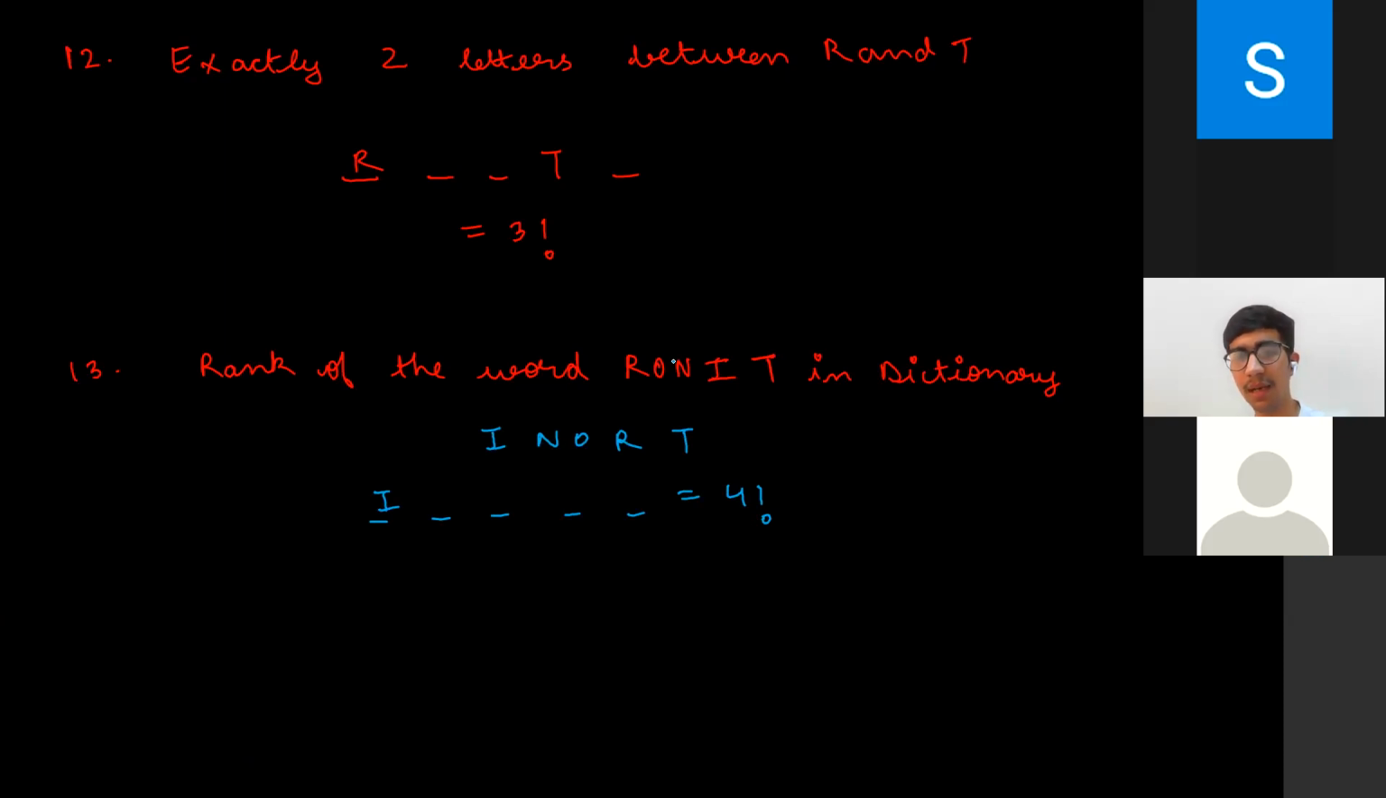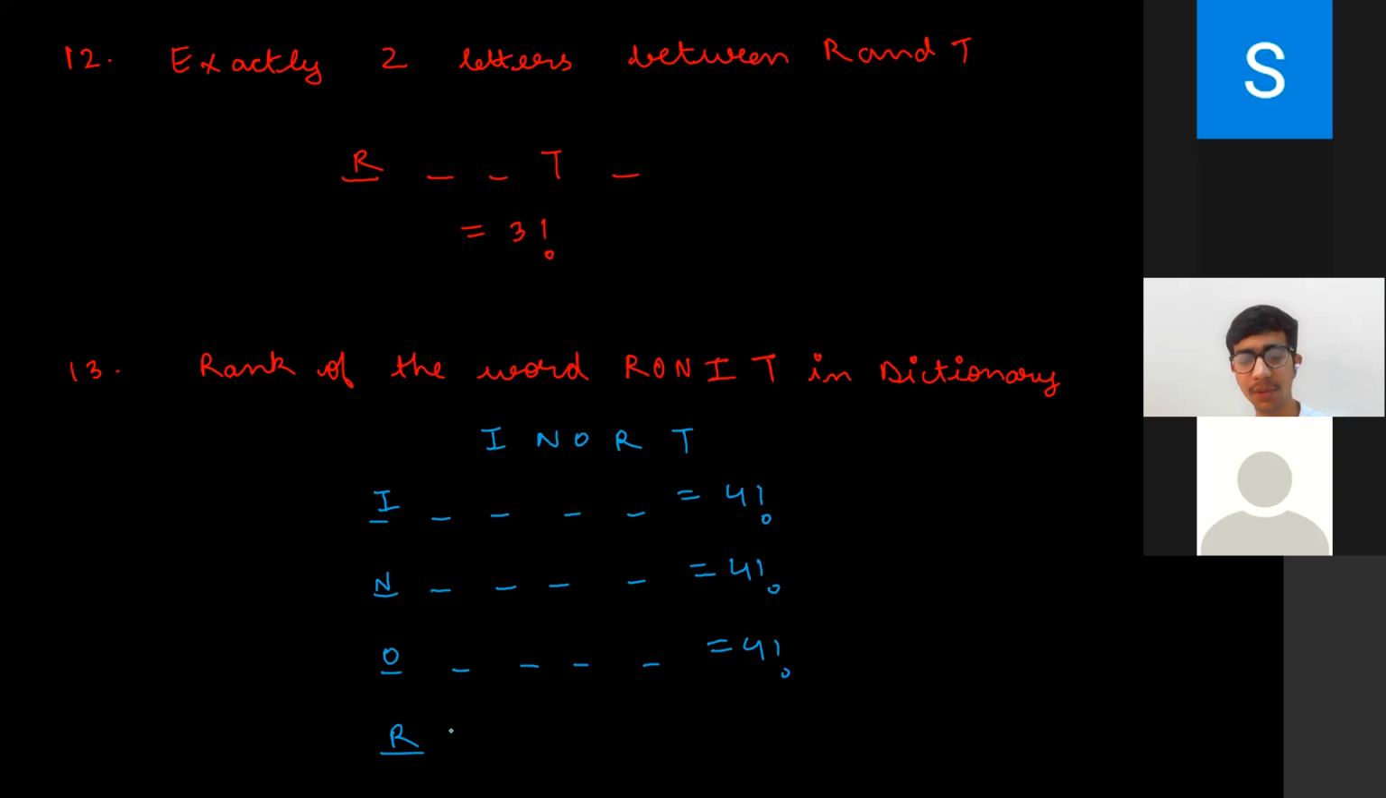हमें रोनित चाहिए तो हमको R पे रुकना पड़ेगा. We'll go to the next letter then. N. 1 2 3 4. 4 factorial again. O. 1 2 3 4. 4 again. R. R पे will stop because we need to calculate the rank of the word Ronit.